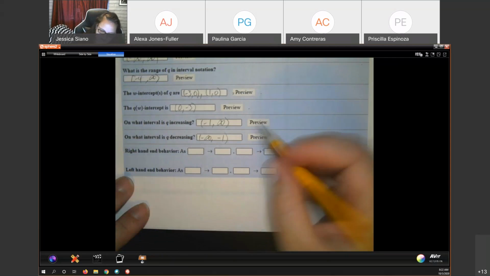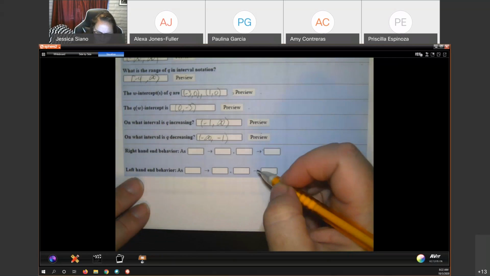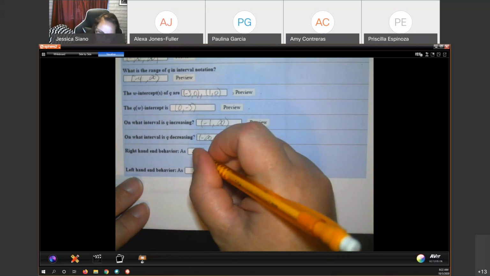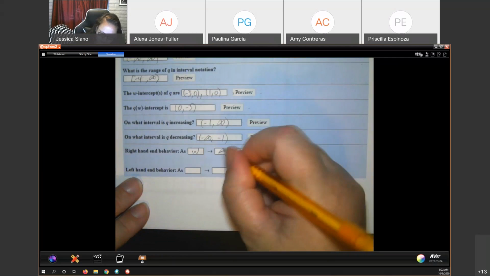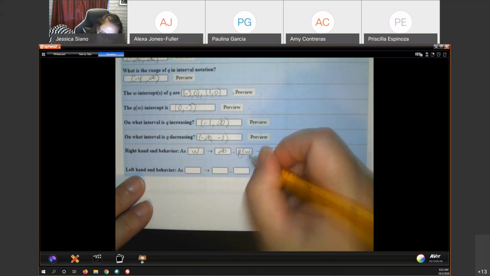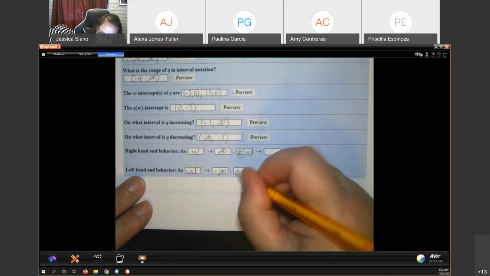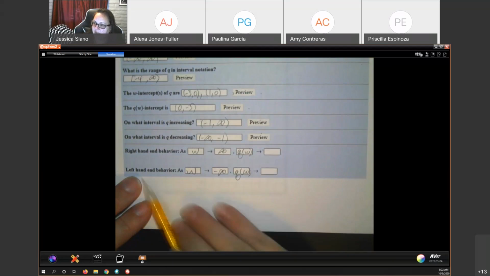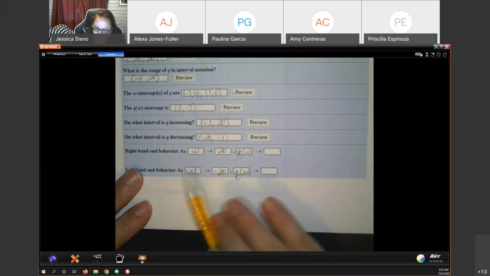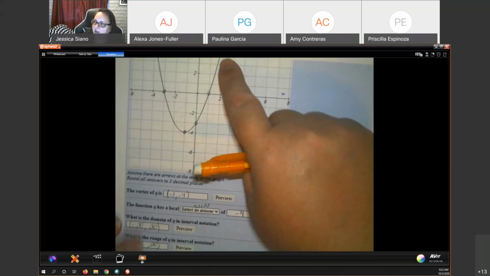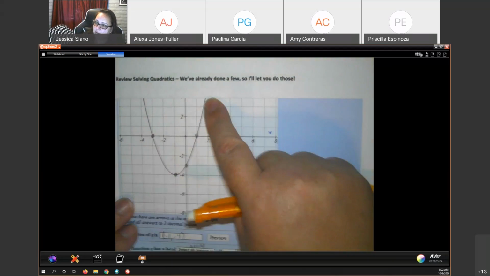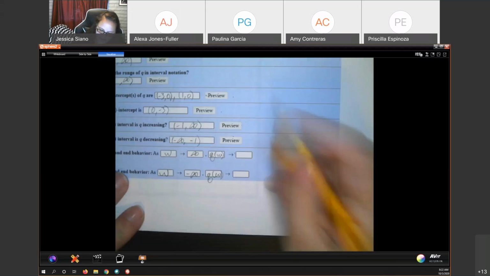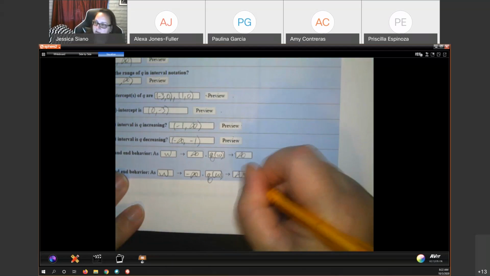And now for right and left-hand end behavior, we've gone through this a couple times. I just want to fill in these first couple blanks. So as w approaches infinity, q of w, as w approaches -infinity, q of w. Because remember, for right-hand end behavior, it's always these three first. For left-hand end behavior, it's always these three first. Okay, so let's look at what's happening on the right. On the right, it's going up. On the left, it's also going up. So both of these would be that it goes to positive infinity.